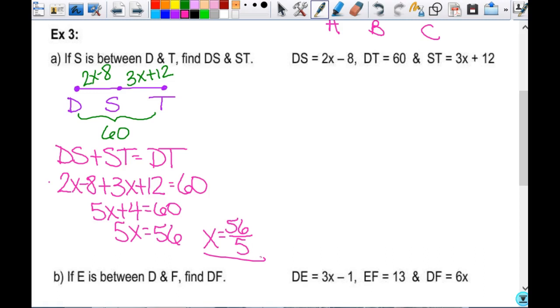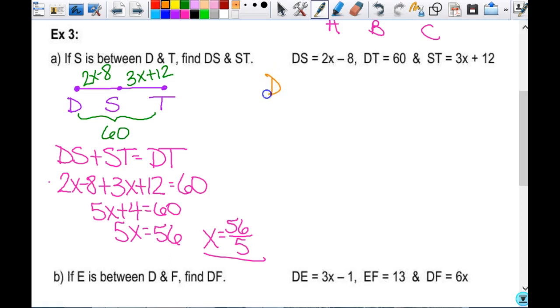So that's x. Am I done? Can I move on to the next one? No, because nobody asked me for x, right? Make sure you're answering the question that's being asked, but also make sure that you're not doing too much. Sometimes maybe you are just asked for x, so you don't need to go plug it back in. But here I need to. I'm looking for the length of DS and the length of ST.